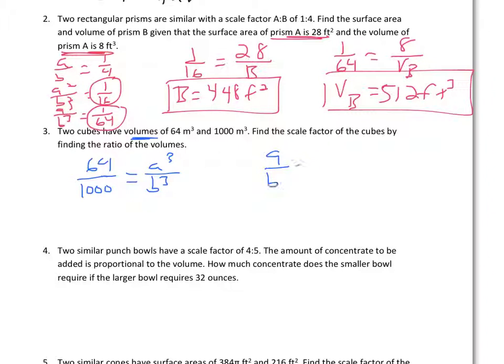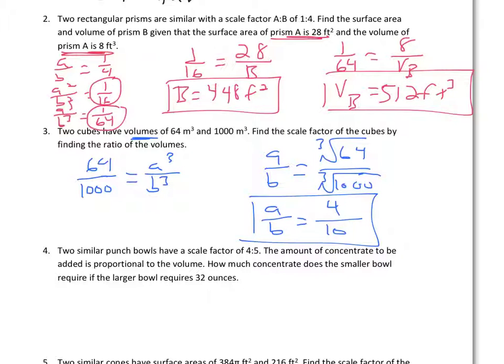All right, so A over B is going to be equal to the cube root of 64 over the cube root of 1,000. Okay, so the cube root of 64, the way that you do this is you hit math on your calculator, scroll down to the fourth one down, you see the cube root button, 64, enter, and it is 4. So A over B equals 4. Do the same thing for 1,000, and you get 10. So 4/10 is going to be our scale factor, or 2/5 if you reduce it.